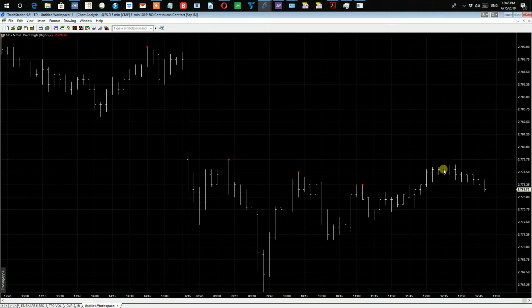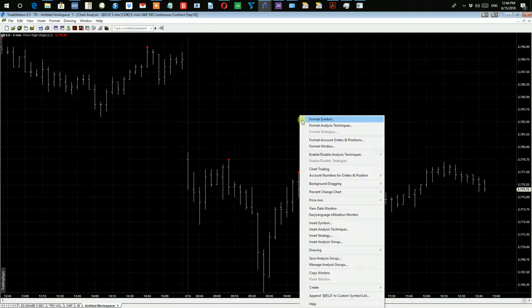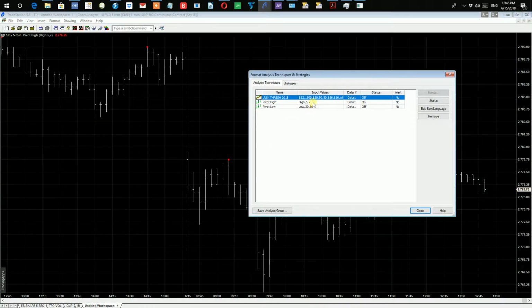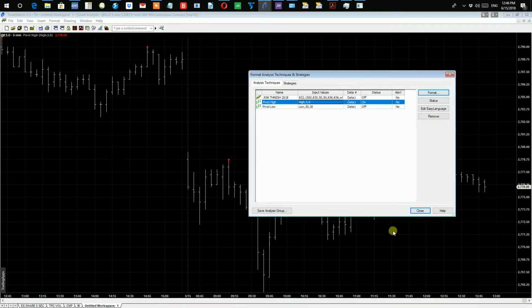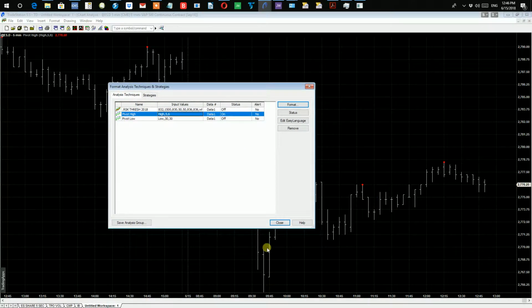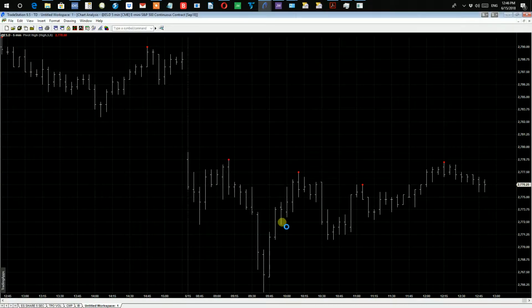So that's why you don't see a pivot here. If we set this up with a right strength of 6, well, 6 bars have closed. Okay, so that's going to show up. But if it was set to 7, it won't. So now the question becomes, what is the definition that you want to use for your pivots? It's completely discretionary.